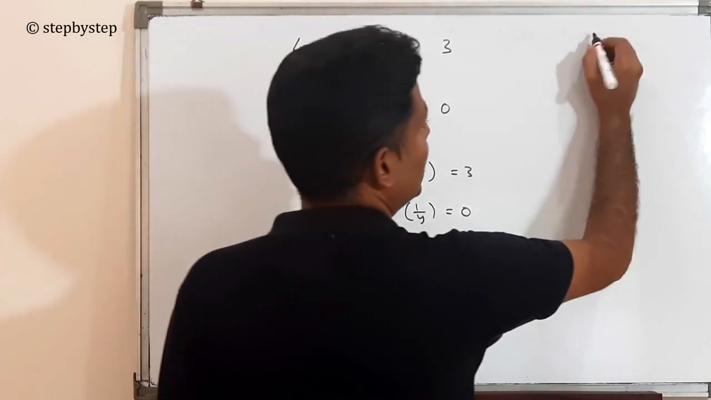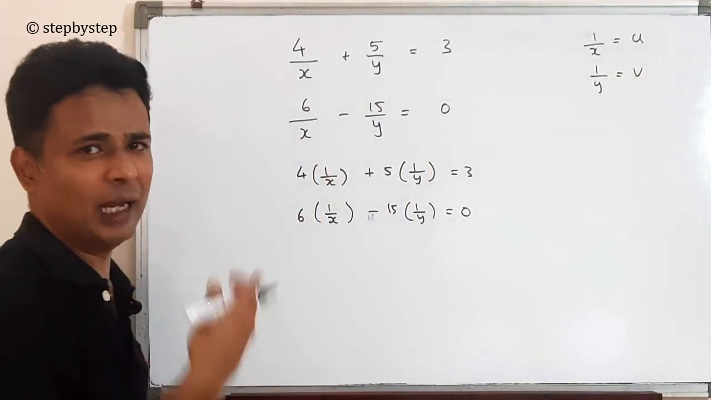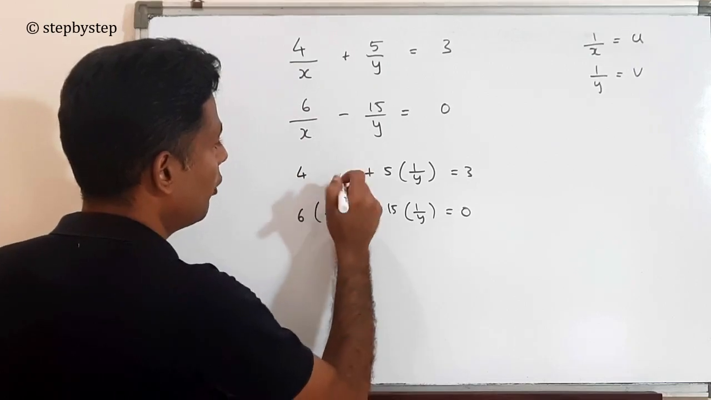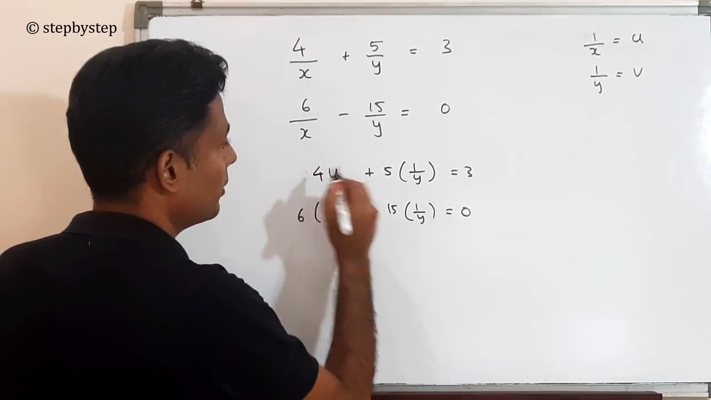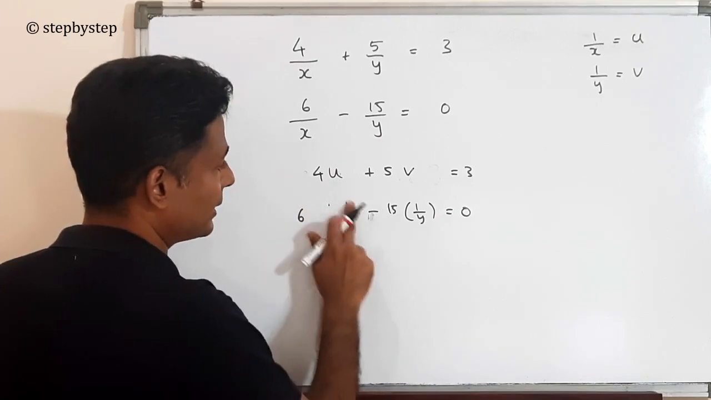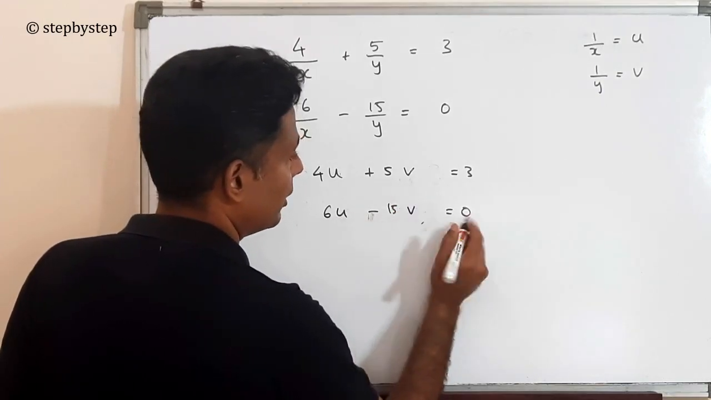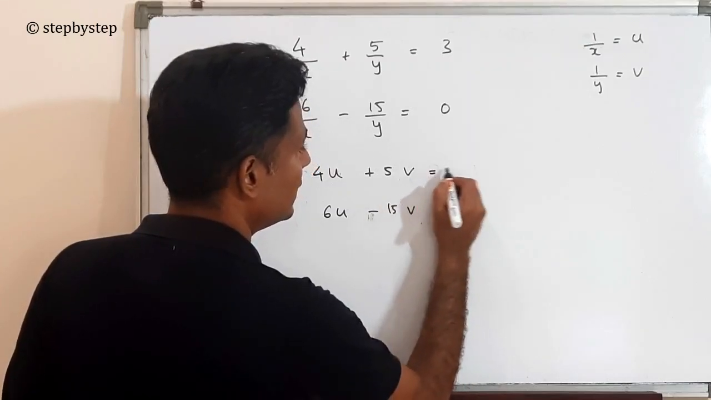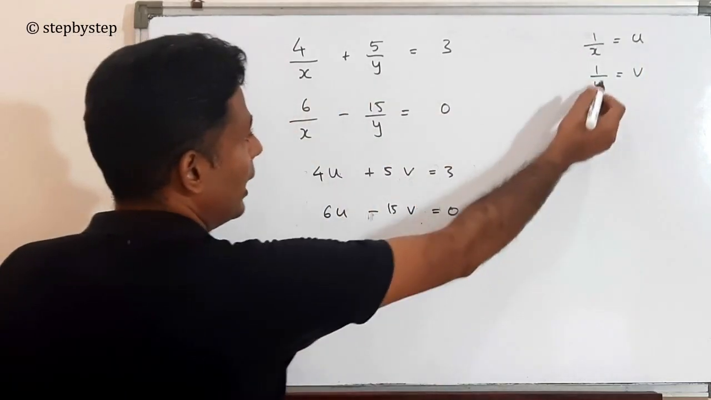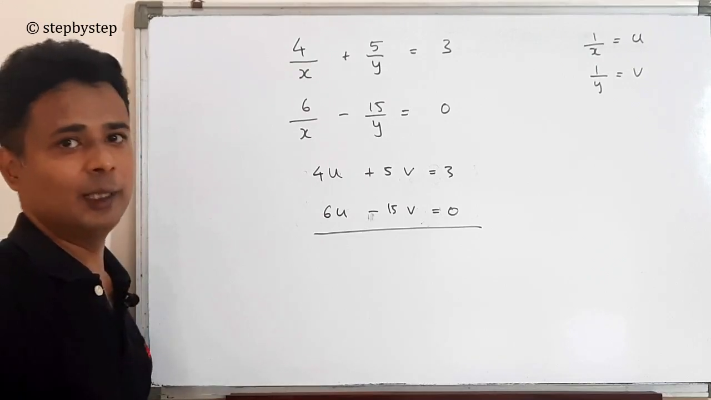So what they do is, we'll take 1 by x equal to u and 1 by y equal to v. u, v, m, n, anything you want, you can take them as. So when I take 1 by x as u, what happens? Here I get 4u plus 5v. And here I get 6u and here I get minus 15v, equal to 3 and 0 over here. Right? So we have taken 1 by x as u and 1 by y as v, and we have gotten this. Now it is like a normal form of linear equation.